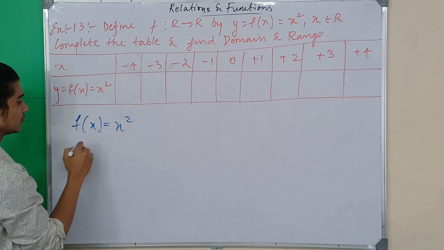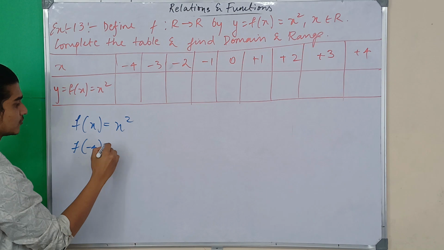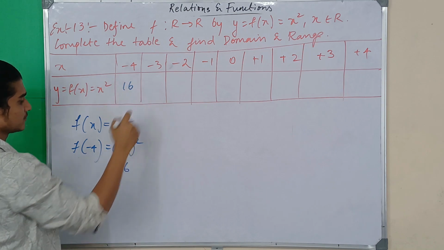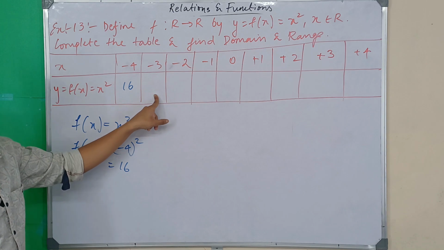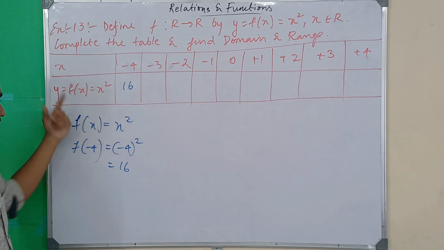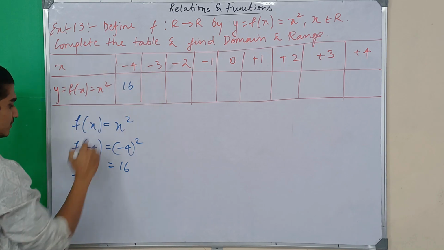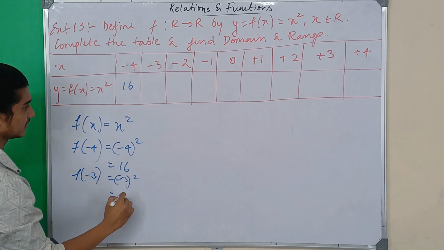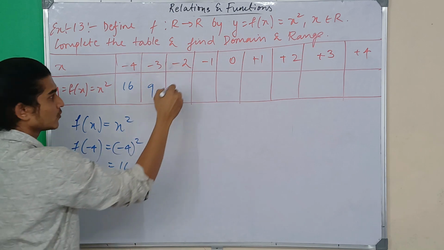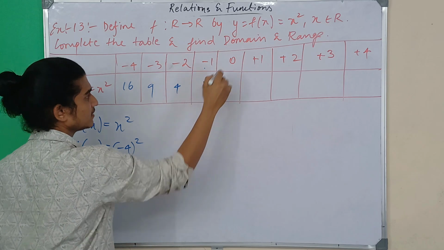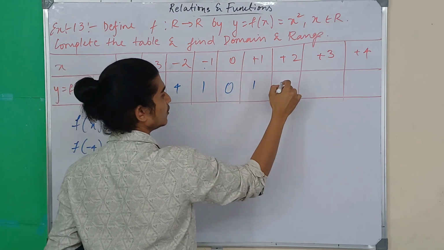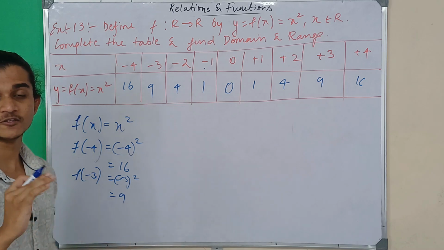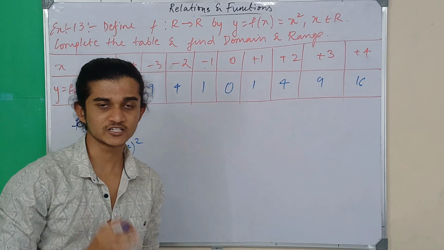The first value is minus 4, my bad. f of minus 4: minus 4 whole square is 16. So we basically have to square the number and write it over here. That's what the function tells. Next is minus 3. Minus 3 whole square is 9. Minus 2 whole square, 4. Minus 1 whole square, 1. 0 square, 0. 1 square, 1. 2 square, 4. 3 square, 9. 4 square, 16.